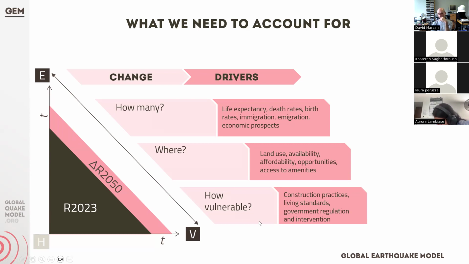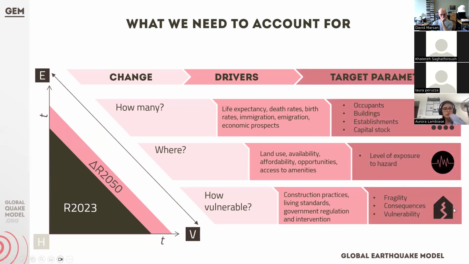And then when we think about how vulnerable, the drivers will basically try to understand construction practices. For example, I've seen new codes being so strict that people cannot follow them. Low income families prefer to keep building the same way we have been building because new construction regulations are just too strict. Or living standards. If the economy is doing well and we have the money to hire an engineer to build our house, then yes. But if not, then any mason will have to do. Government regulations and interventions. So all of these drivers are influencing these variables.